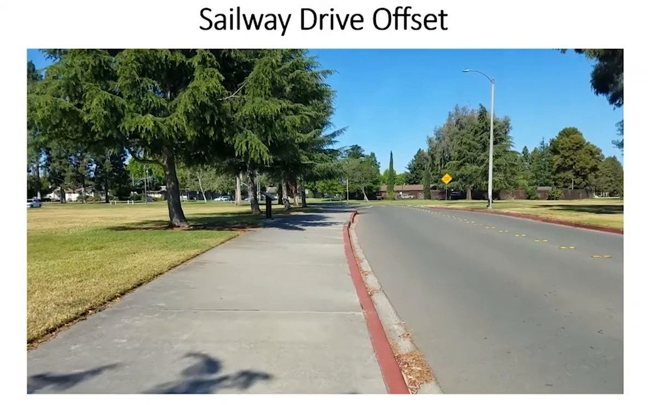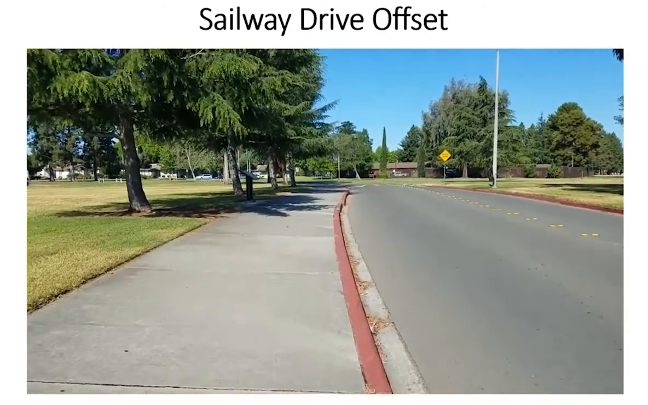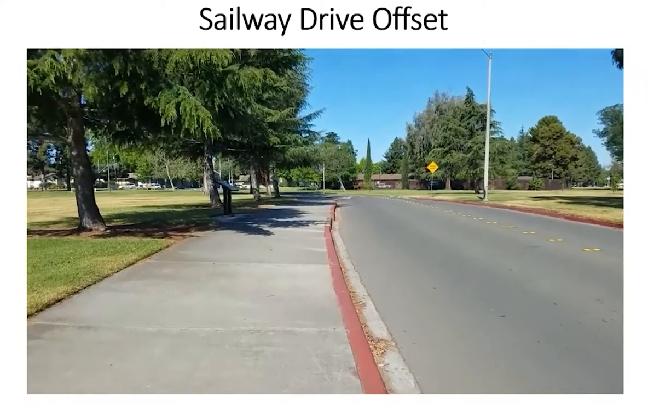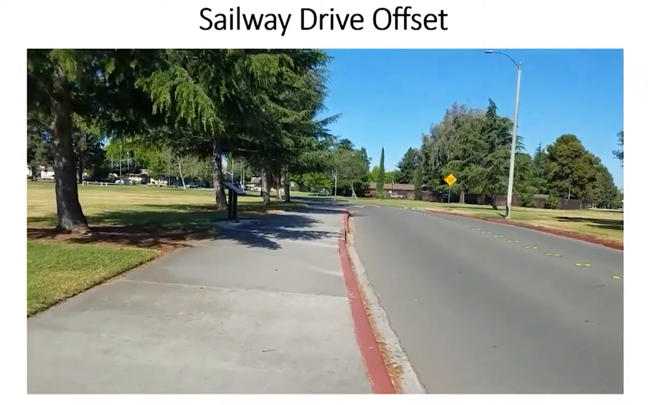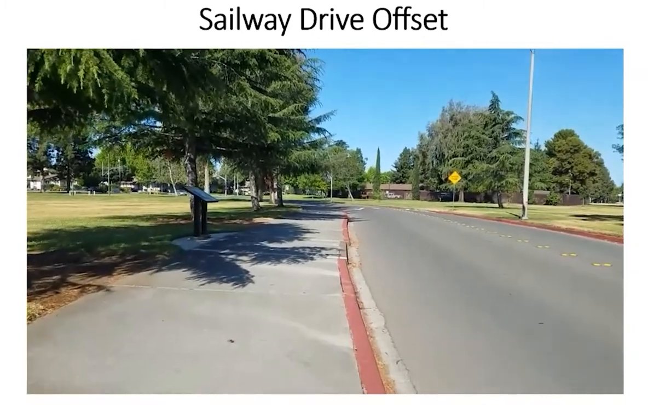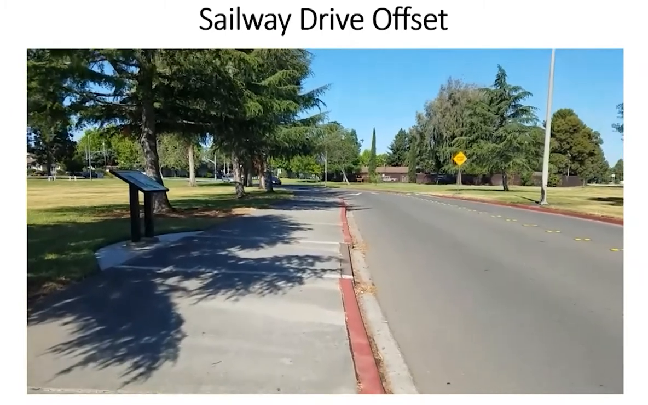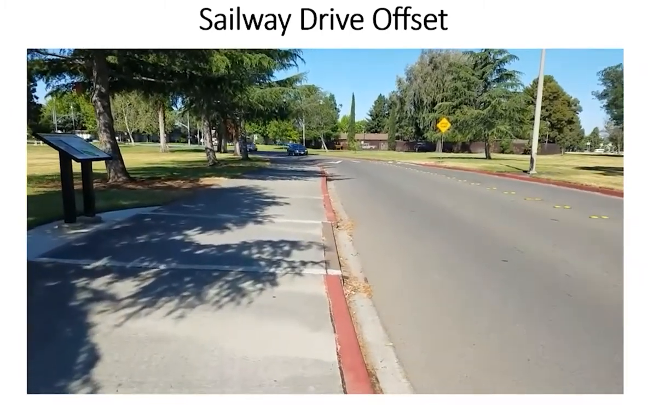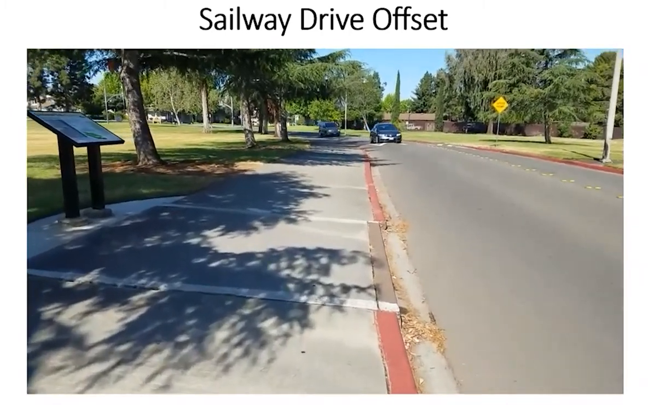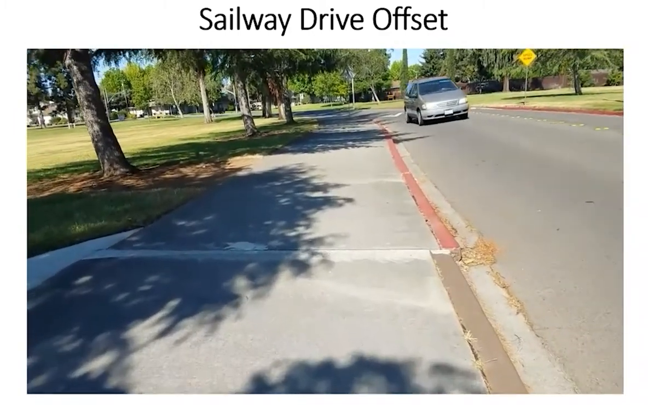We're now on Sailway Drive. As you can see, the curb looks pretty straight, but all of a sudden, near that sign, something looks weird. This is the largest offset in the Fremont area. It's about 3.5 inches, and it has cracked this area. But not only has it cracked it, it has uplifted the area.